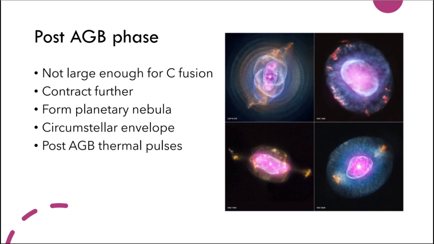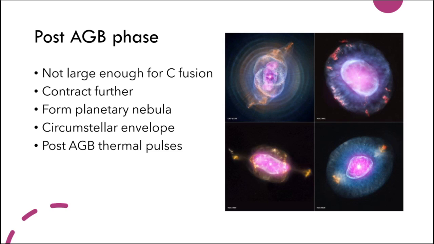Now, after this phase, it's pretty much the end of a medium-sized star's lifespan, because they run out of fuel for the shell to burn, and it's not large enough for carbon fusion either. So it contracts further to form a planetary nebula, which is basically just gas rich in all of the fusion products, but particularly oxygen or carbon, depending on the star itself and what it fused to form.